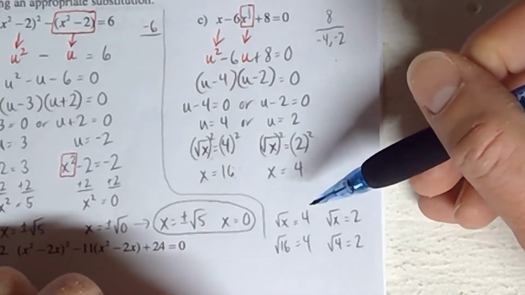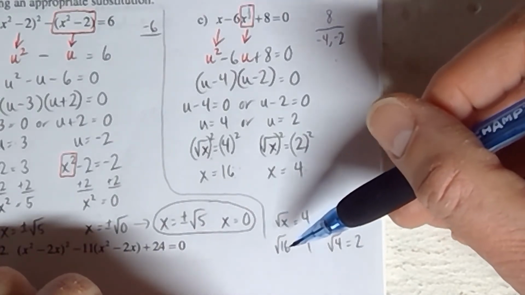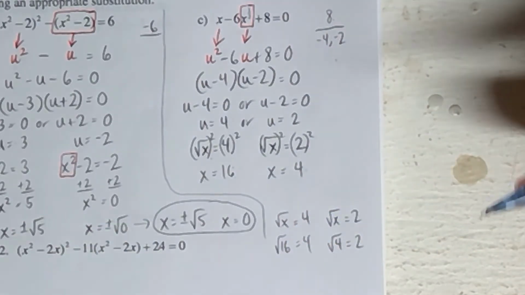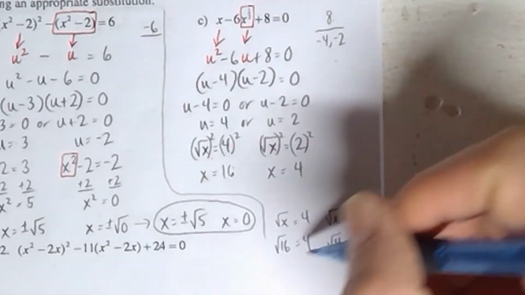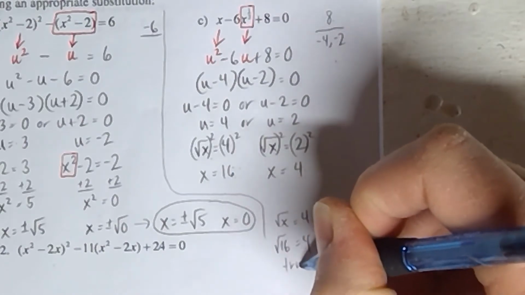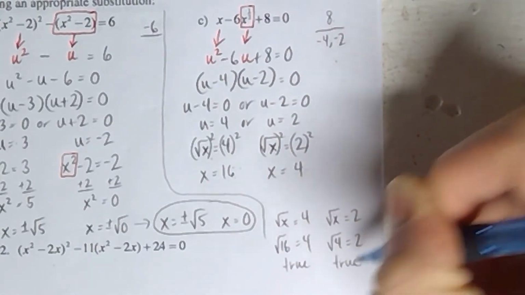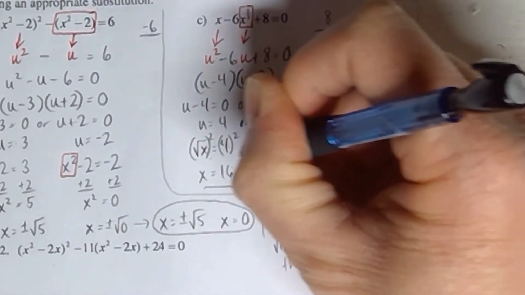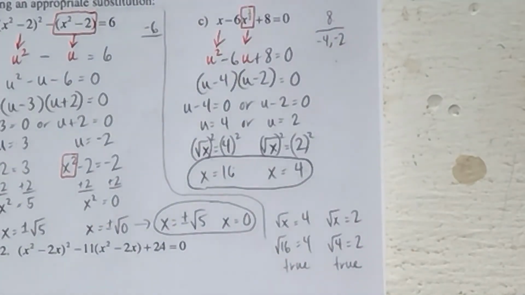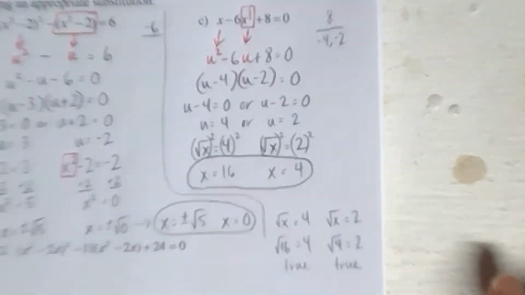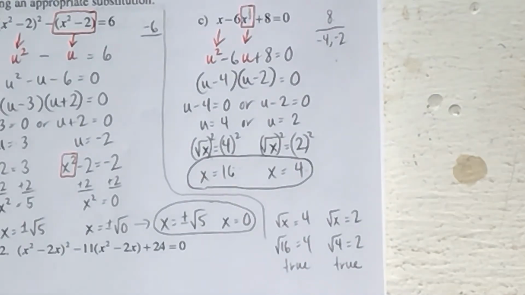If this had been a negative 4 here, it wouldn't be true because radical 16 is equal to positive 4 only. But these are both true, and so these are both good. But whenever you square both sides while you're solving an equation, you have to check your answers. That's why we checked our answers in that radical equation section.